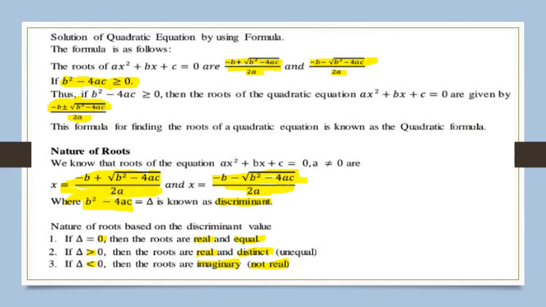Okay, now the nature of the roots is based on the discriminant value. Means if you find out the discriminant value, we can say whether the roots are different, real and equal, or not real. So if the discriminant is equal to 0, then the roots are real and equal.